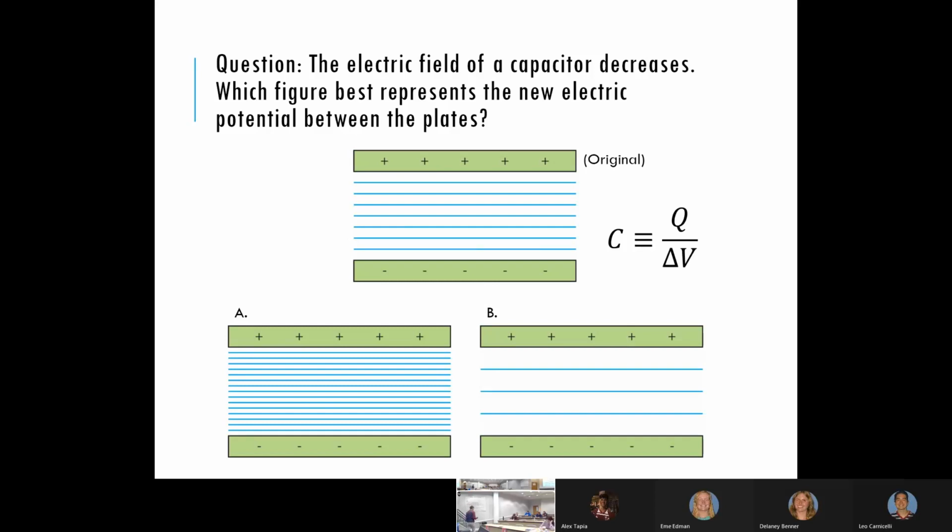A different way to say it is the capacitance is a constant of proportionality between the charge on the object and the change in potential between the plates. For every unit of charge I put onto this object, I get a set amount of change in potential. Linear. Right?